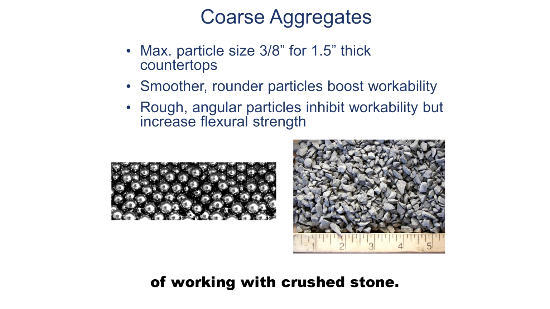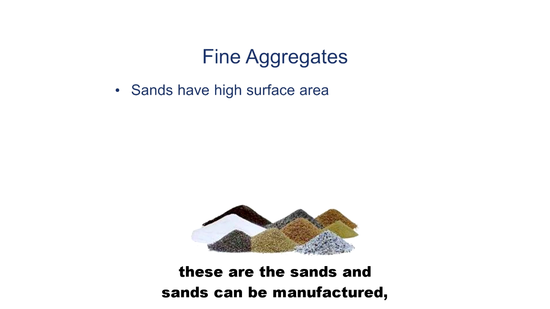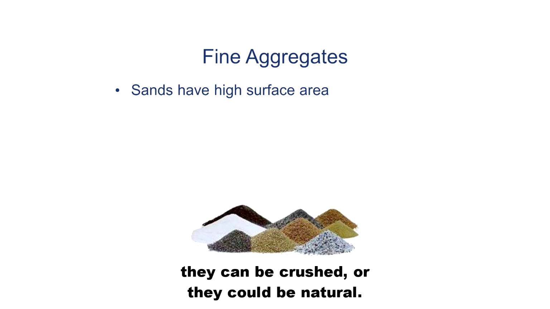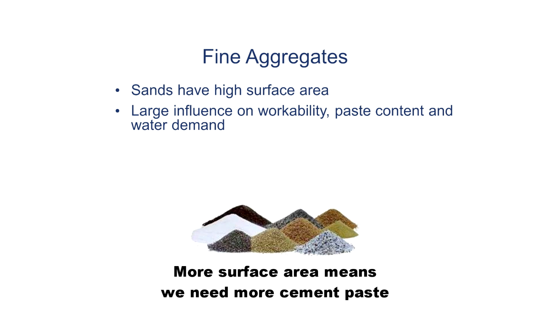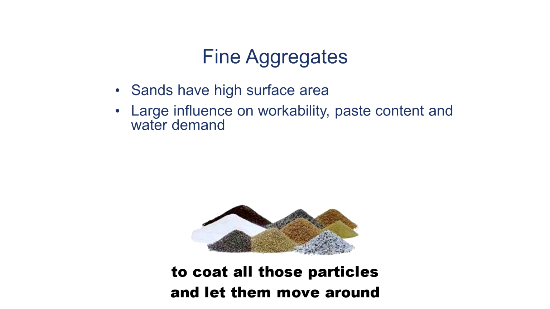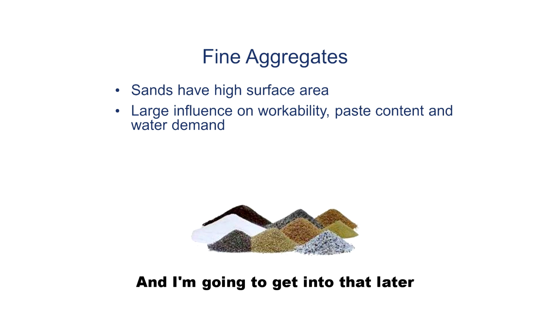Focusing on our fine aggregates, these are the sands, and sands can be manufactured, they can be crushed, or they could be natural. And sands, because they have such a high surface area, have a great degree of influence on the workability of your concrete. More surface area means we need more cement paste to coat all those particles and let them move around. And that also can influence the way you may consider adding water to your mix. And I'm going to get into that later when we talk about water.